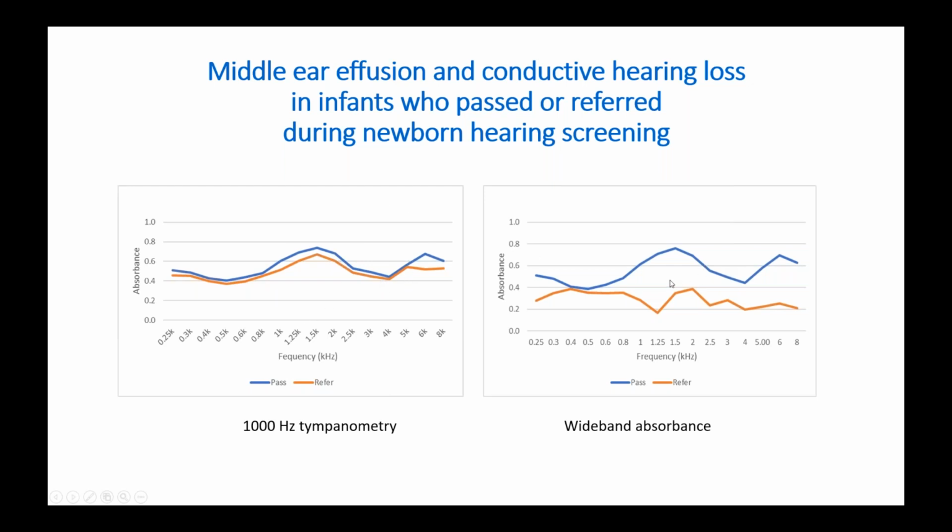But in the same infants, when we do the wideband absorbance measurement, you do see that the infants who referred during the newborn screening have much lower absorbance compared to the infants who passed, especially in the mid-frequency range. So wideband absorbance was showing a difference in the infants who referred because of their middle-ear dysfunction.